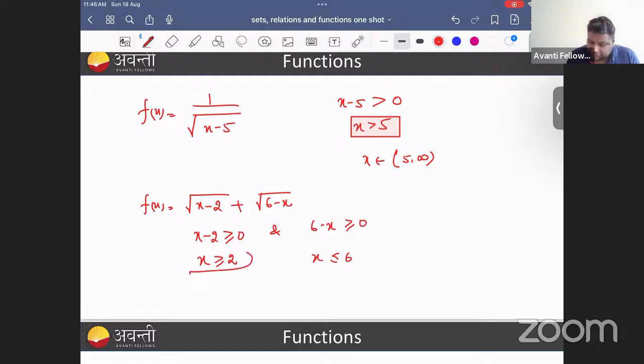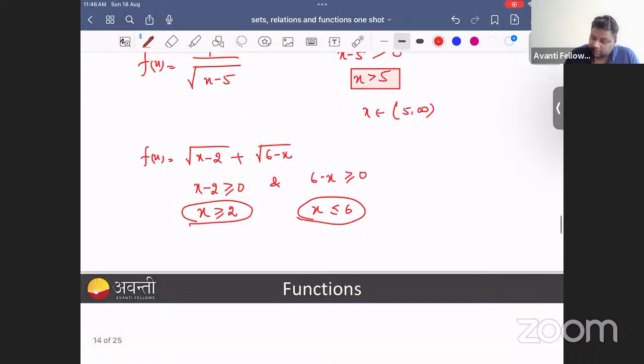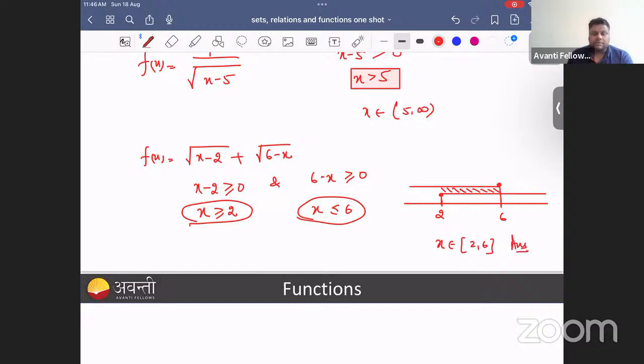Now, domain will be what? Domain will be the intersection of this and this. Now, how do we take intersection? Make a number line, mark both the zeros 2 and 6. One is saying x is from 2 to infinite. Other is saying x is minus infinite to 6. This is their common portion. Got it? So your answer is x belongs to [2, 6]. Very simple question and as well as very good question.